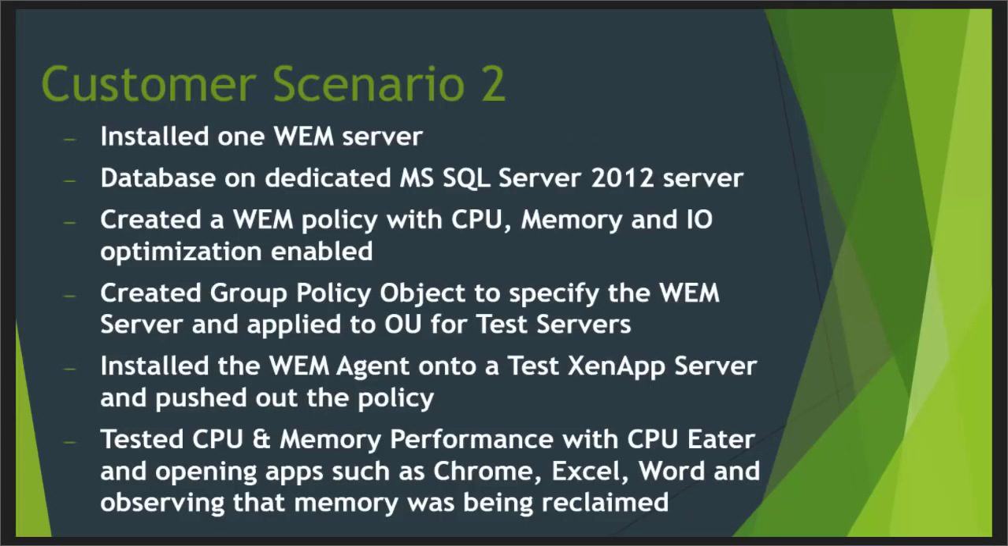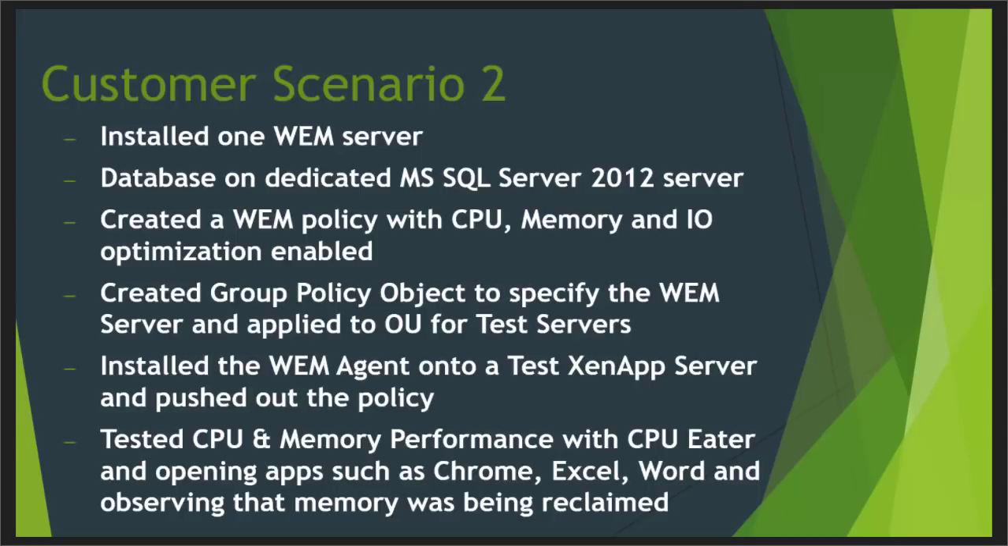The first thing we did was install a WEM broker server for them, which used an existing SQL Server 2012 database server to host the WEM database. I created a WEM policy just for CPU, memory, and I/O optimization. We then allocated one of the XenApp 6.5 servers as a test server that was not in production and added the XenApp server to a new OU for test servers. I created an AD group policy object which pointed the test server at the WEM broker server for its configuration.